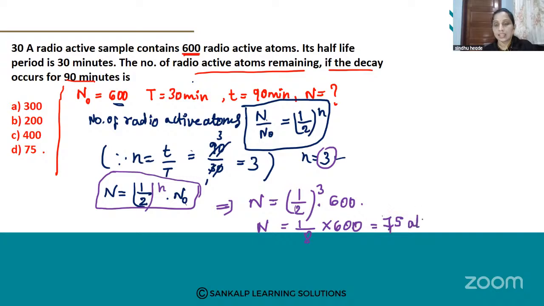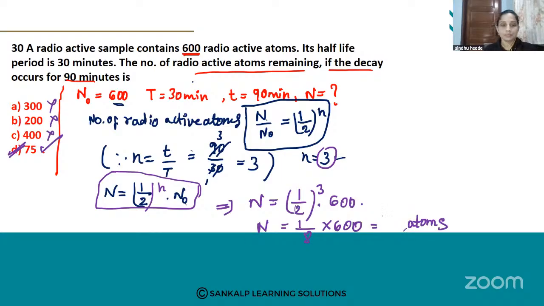So totally 75 radioactive atoms remaining. 75 atoms are remaining in this radioactive decay. Which option is correct? Option D is the correct answer. Okay, option D is the correct answer.